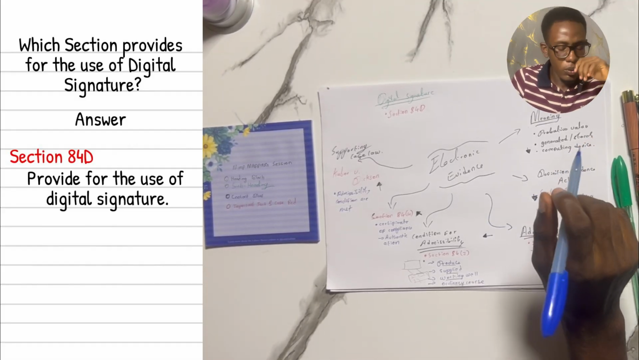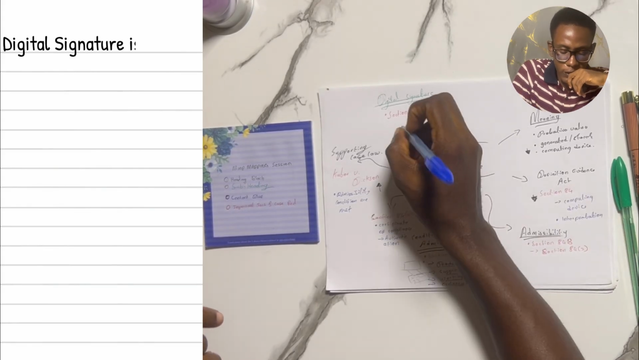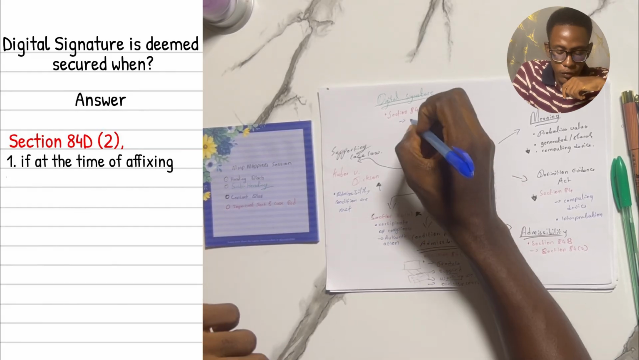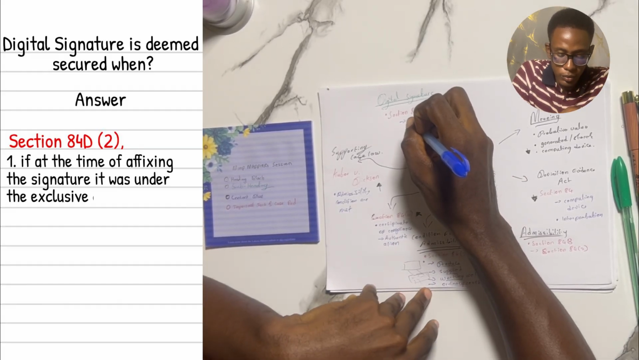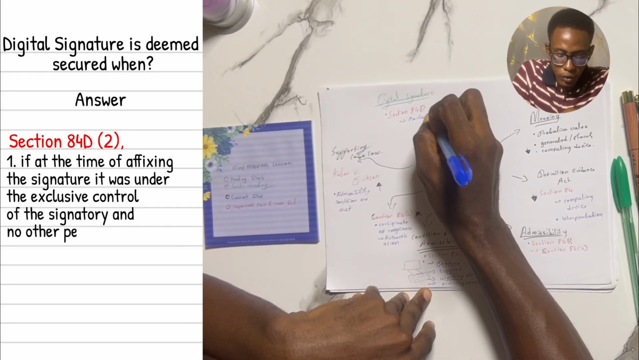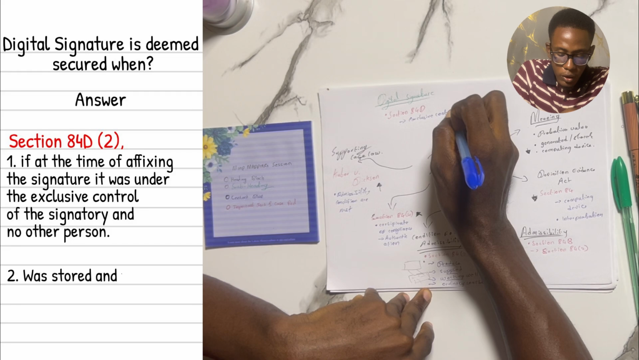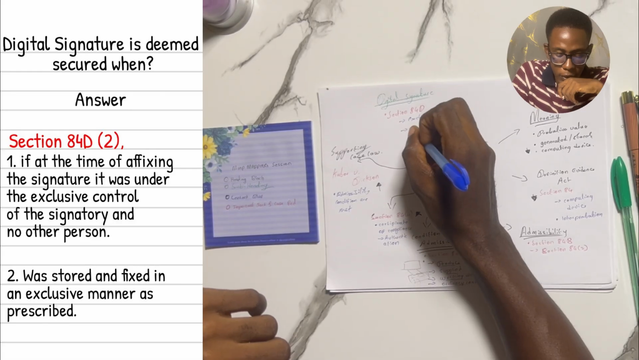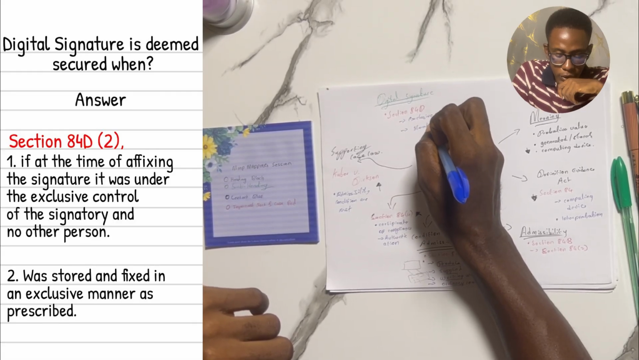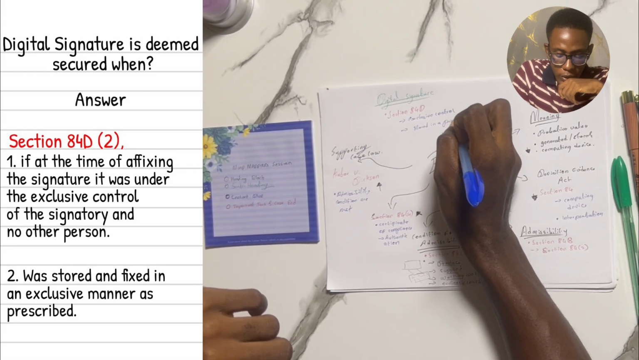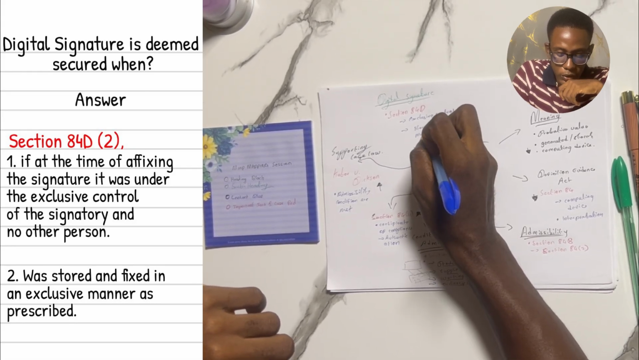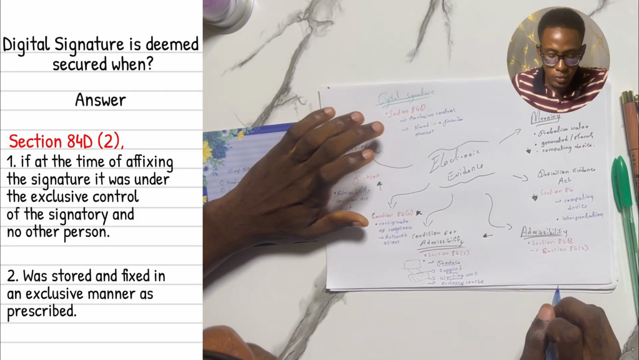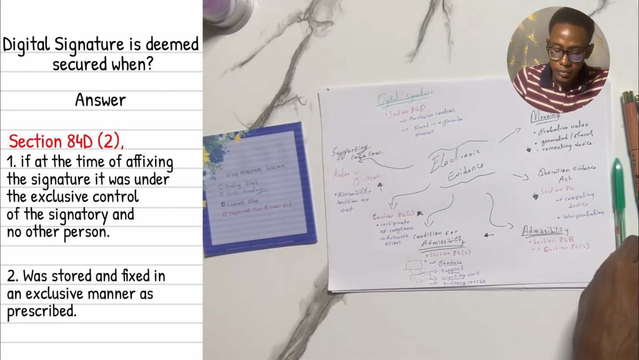And again, what makes a digital signature secured? First of all, at the time of it being affixed, it is under the exclusive control of the signatory. So I'm going to put here exclusive control. Then secondly, that it is stored and fixed in a manner as prescribed. Stored in a prescribed manner. Yes. So that's how digital signatures are deemed to be secured.